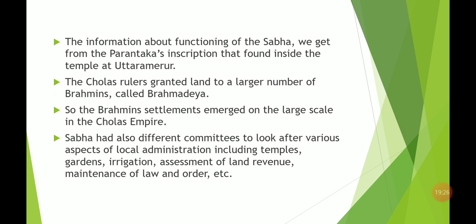So because of it, most of the Brahmins started settling in the Chola empire. The Sabha also had different communities. The Sabha is not only for meeting purposes; it has several committees to look after local administration, like the temples, the gardens, irrigation, as well as assessment of the land revenue, meaning the taxes that could be taken on the land and the land produce, and maintenance of law and order.